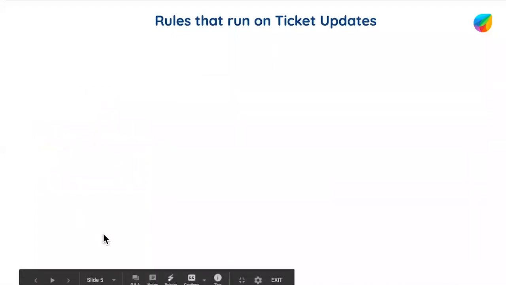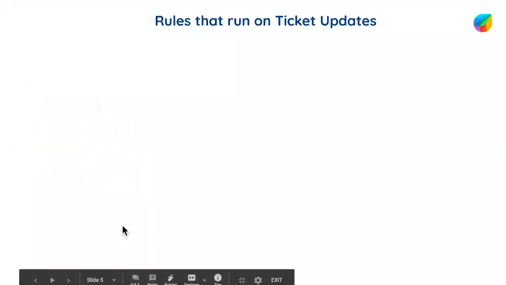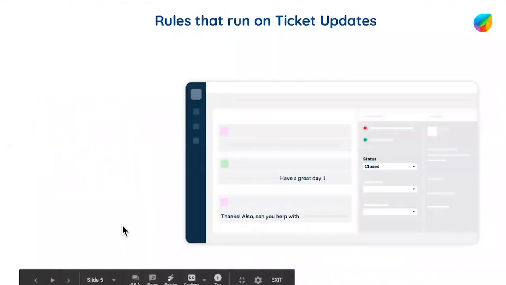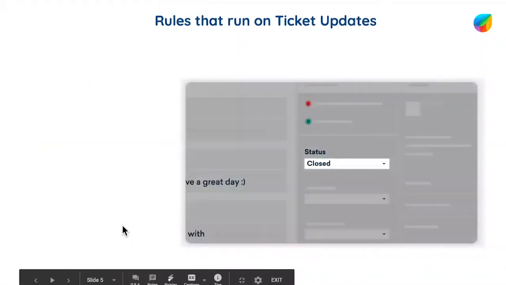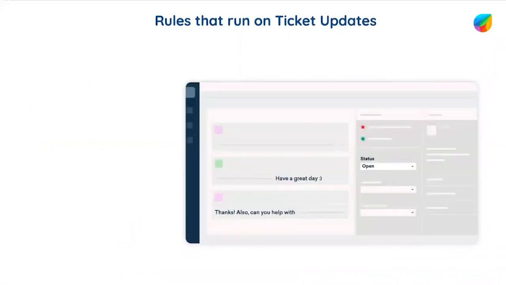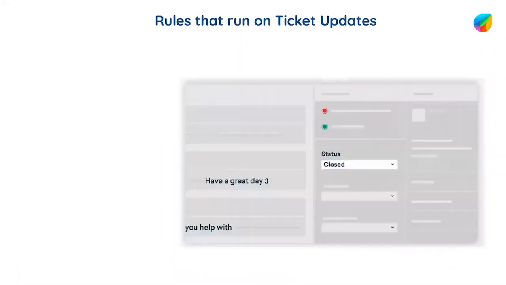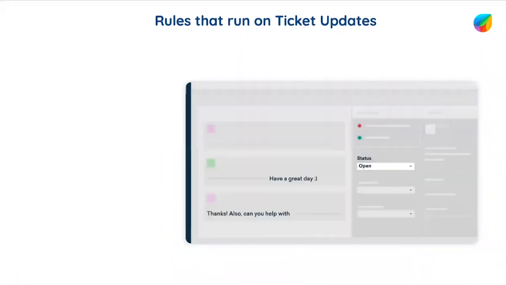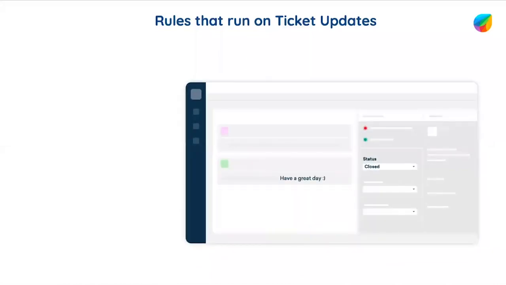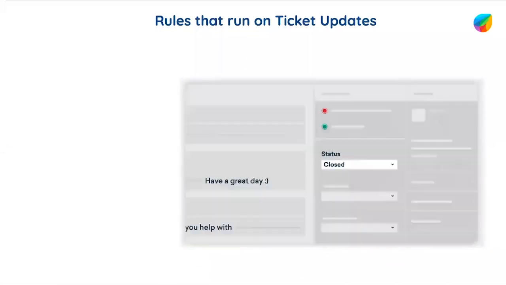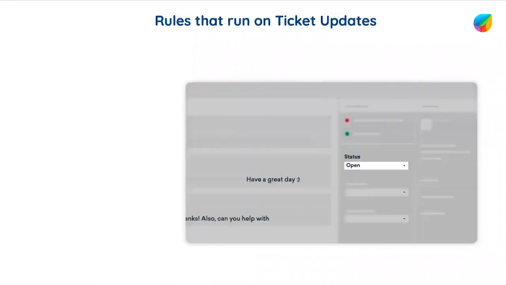So the next type is rules that run on ticket updates. Now, these rules are constantly on the lookout for any update that's happening in your tickets, right? And based on that, you can have actions defined. So the most common example is how these rules reopen tickets. So if your team responds to a customer and says awaiting on customer, and if the customer responds to you, these rules can open them back up. So it's back in your team's inbox.